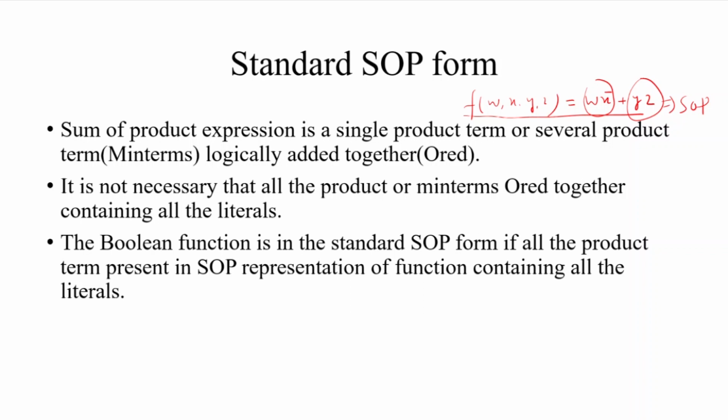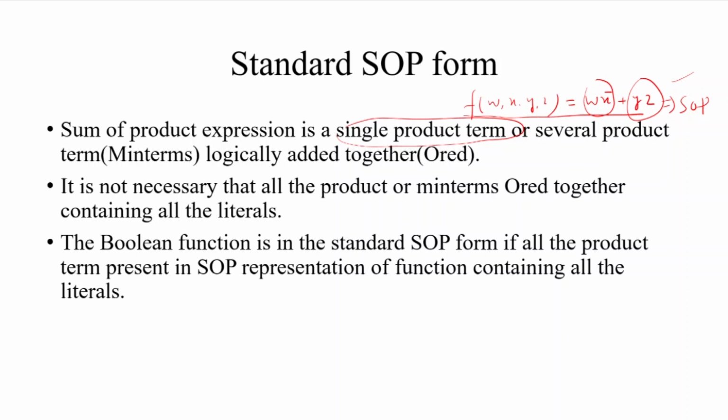When we talk about the standard form, a sum of product expression means the Boolean function is in SOP form, where a single product term, that is a single min term, or several product terms are logically ORed together. Then we can say that the function is in SOP format. But the Boolean function is in standard SOP form only if all the product terms in the SOP representation of the function contain all the literals.